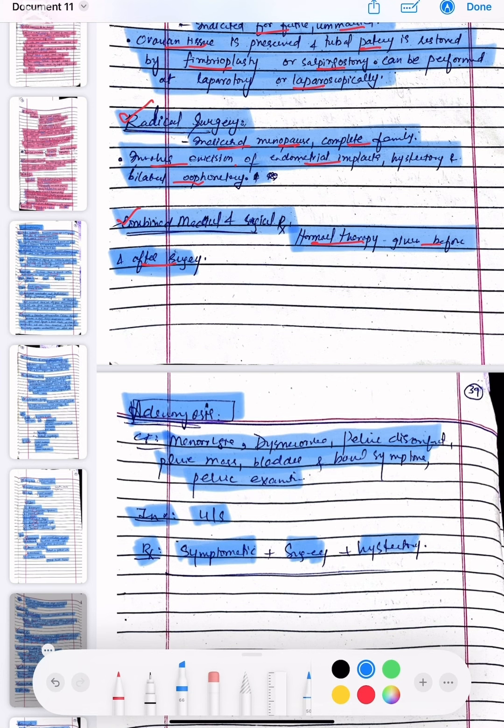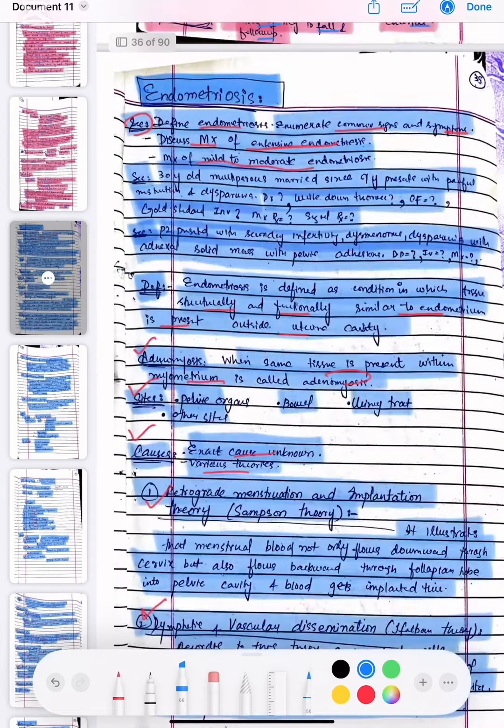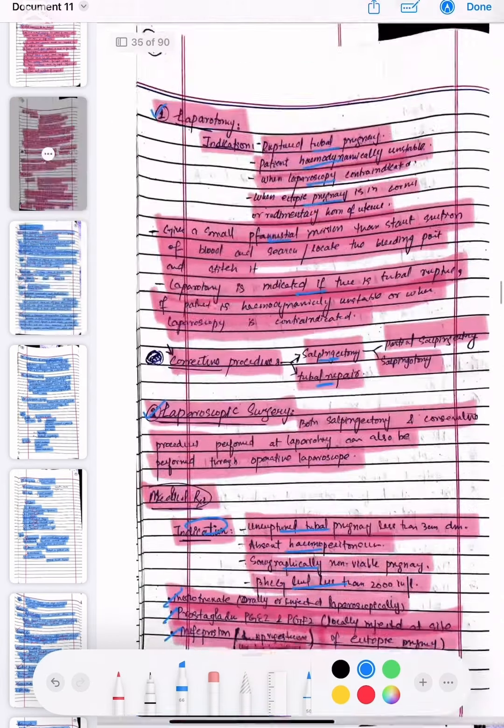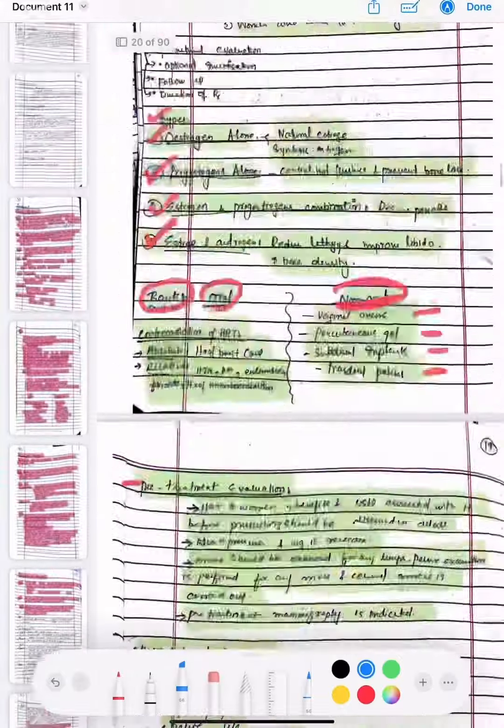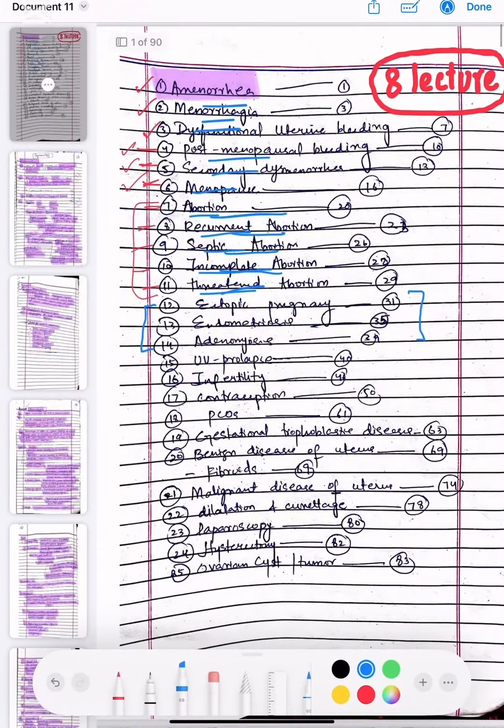Okay, so here we have covered the topic of ectopic pregnancy, which is one of the major topics from the gynecology subject, and endometriosis and adenomyosis. In the next video, we will discuss the uterovaginal prolapse, infertility, and contraception. And then in today's third session, we will discuss PCOS, gestational trophoblastic diseases, and the benign diseases of the uterus and fibroids.